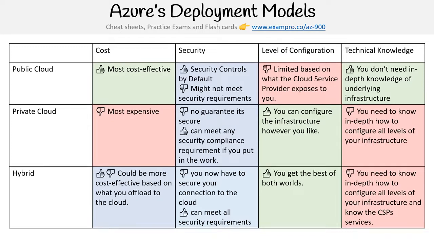Then down below, we have the hybrid model. This could be more cost effective based on what you offload to the cloud and also the cost of actually moving data back and forth. For security, you have more to secure. But technically, some things are easier to secure on the cloud than in private, so maybe you have a boost in security. You're going to get the best of both worlds in terms of configuration. And for technical knowledge, you're going to need to know both the cloud and how to set things up on premise, so that's the most work there.